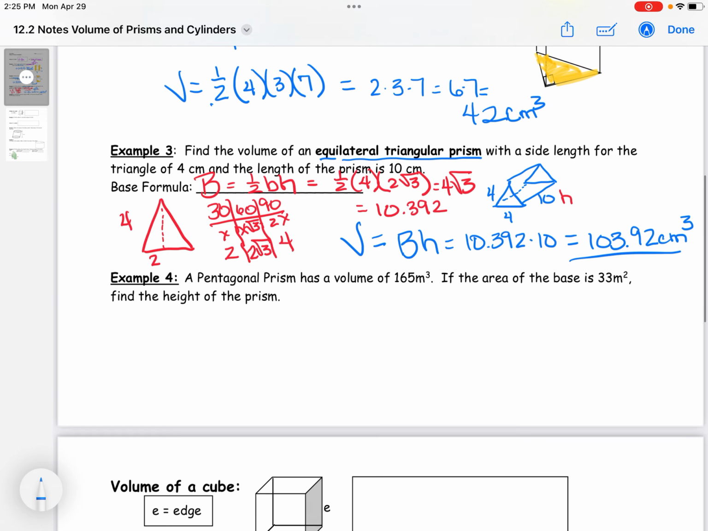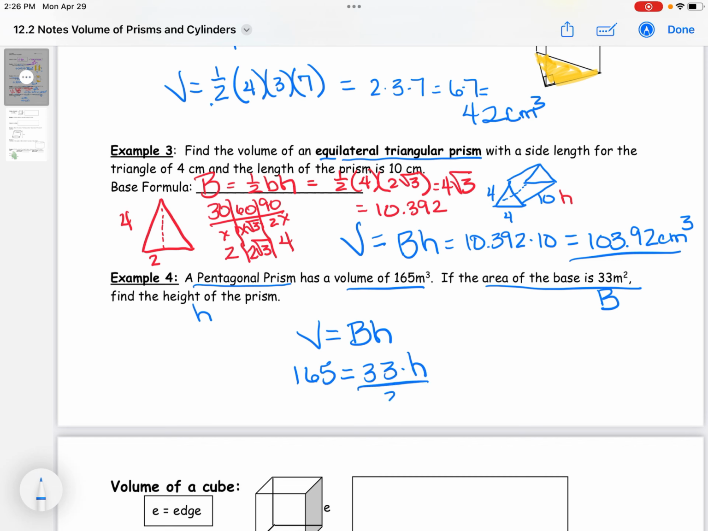Okay, now let's work one backwards. So we have a pentagonal prism. Here's my volume, the area of the base. So this is my big B, and I'm looking for the height. So it doesn't really matter that it's a pentagonal prism, because they gave us this, they gave us this. So all I need to do is divide by 33, and H equals 5 meters.